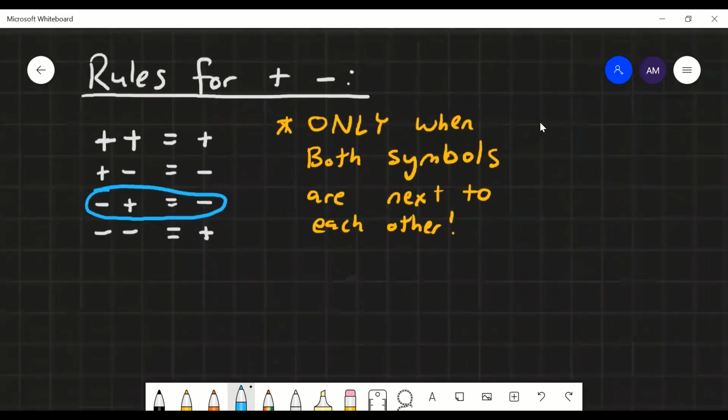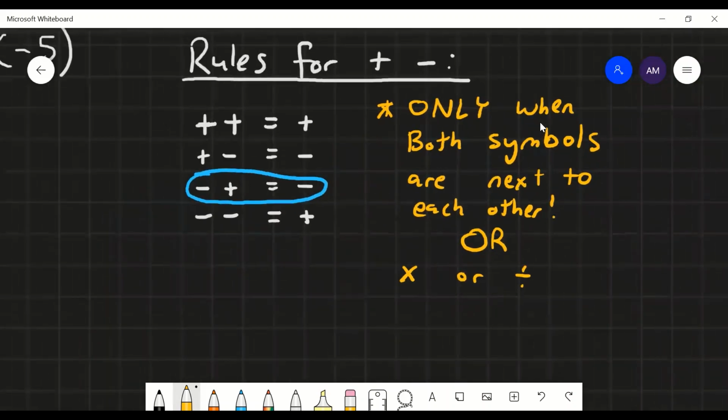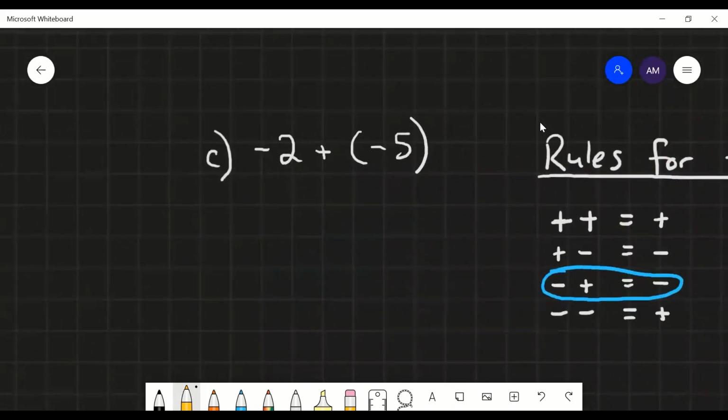Another time that this would work actually is only when both symbols are next to each other, or you are multiplying or dividing. We'll see that in a little bit with the next few examples. So let's just try this one in the meantime.